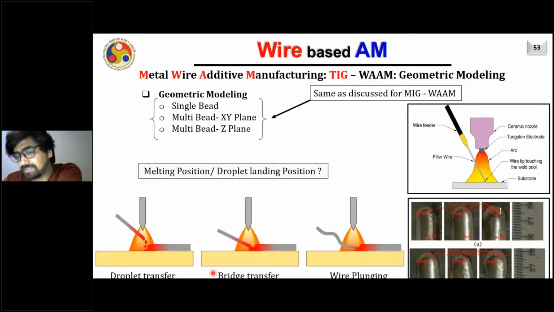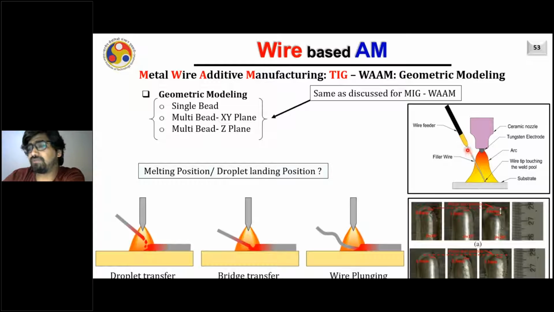The best is the bridge transfer. In the case of bridge transfer, we have a wire and that wire gets melted and creates a droplet. Now that droplet touches the melt pool and hence creates a bridge between the melt pool and the wire. This is called bridge transfer. So what is important now? You have to set your current, that is the energy corresponding to the arc, and the wire feed rate in such a way that you obtain the bridge transfer. Otherwise you won't be able to get a good bead deposited on the substrate.